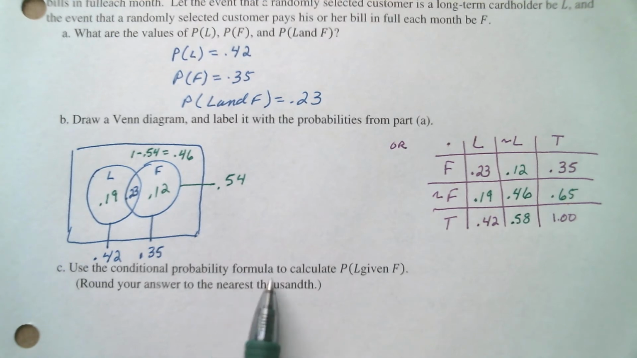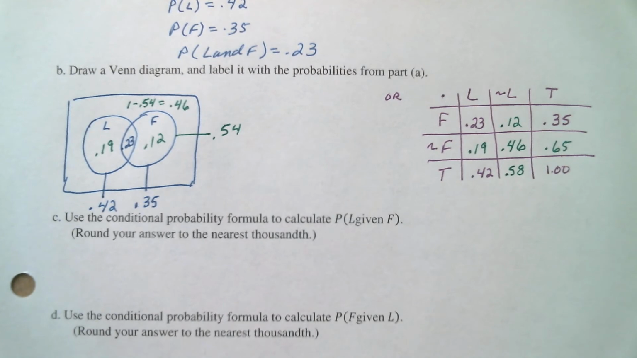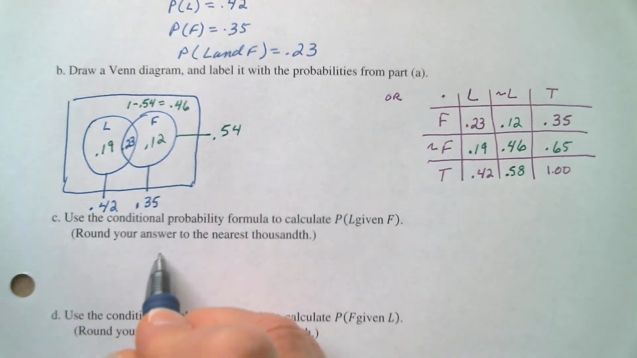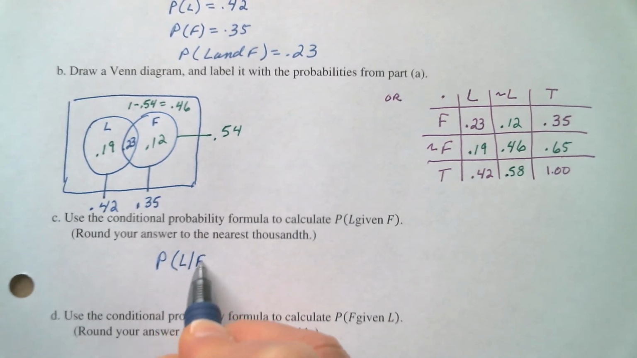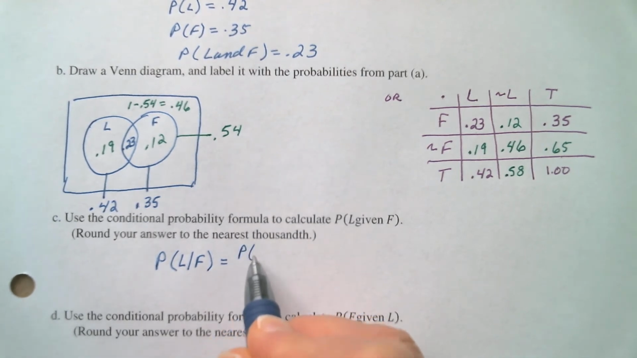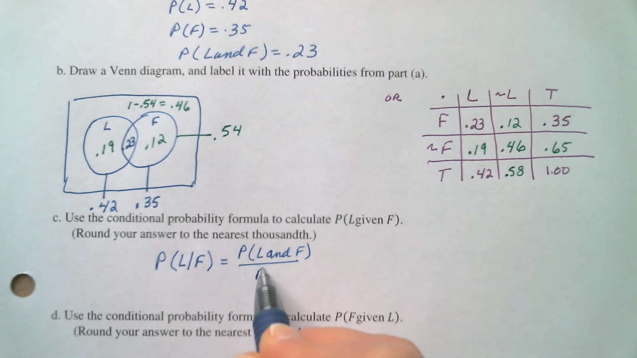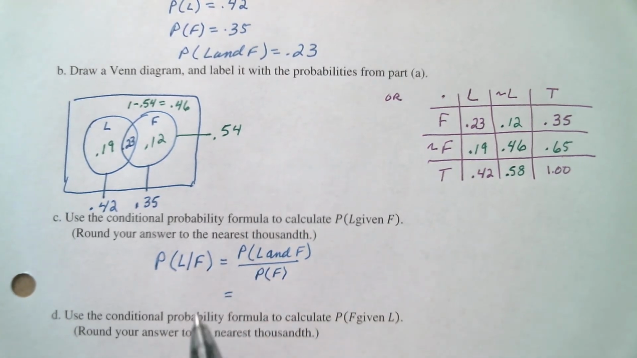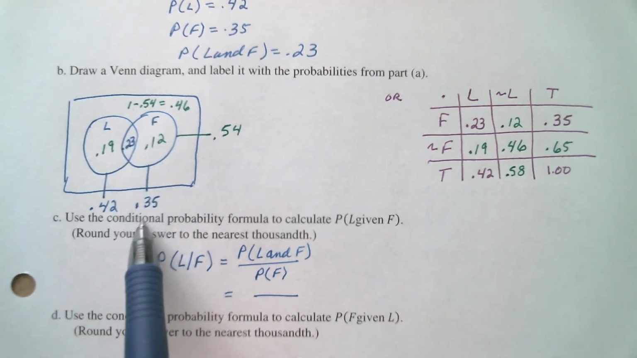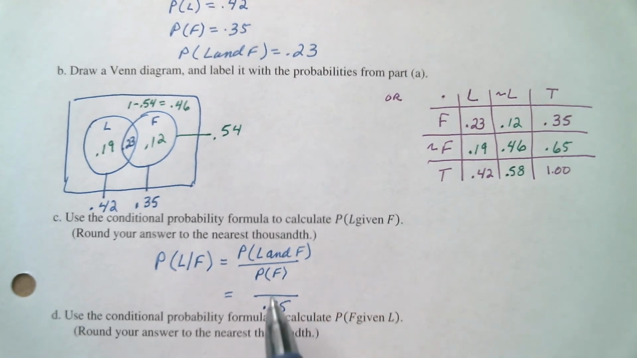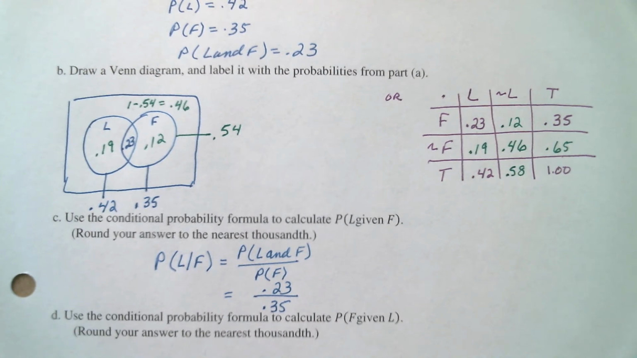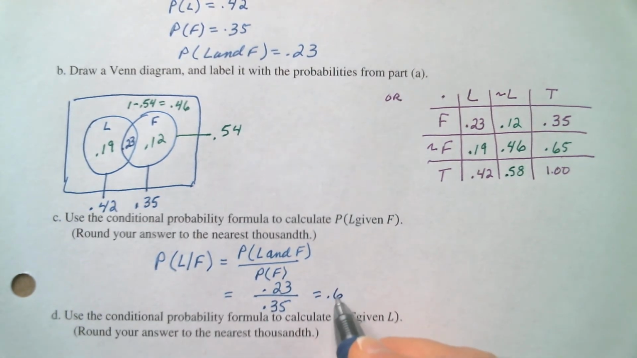Use the conditional probability formula to calculate the probability of L given F. So if I'm looking for the probability of L given F, that's going to equal the probability of L and F over the probability of F. So the denominator is all of circle F, 0.35, and the numerator is the and, 0.23. Go to the calculator, 0.23 divided by 0.35, 0.657, rounding to the nearest thousandth. Thousandths is 3 places. 0.657.